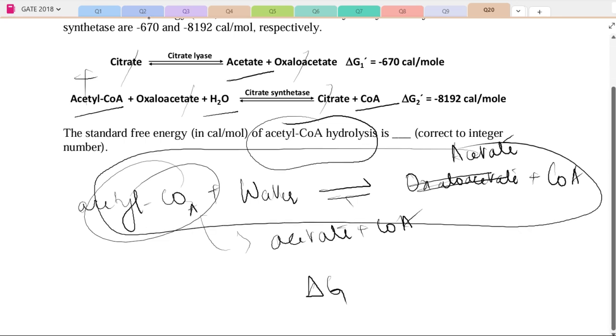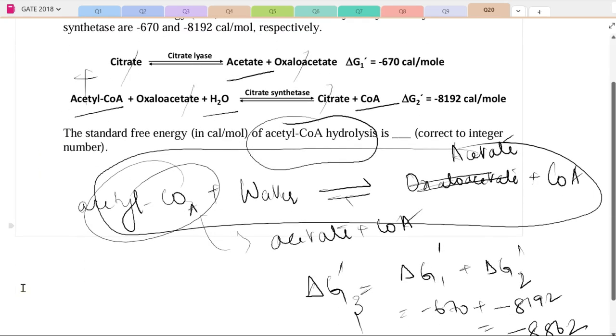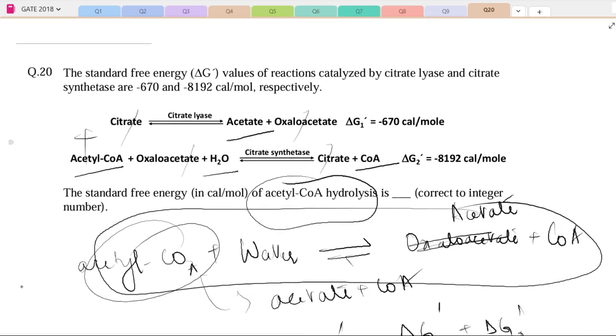So how do you get the standard free energy of this overall reaction? You just have to add. Delta G prime, or G naught, which denotes the standard free energy, delta G prime 3, let me call it 3, would be equal to delta G prime 1 plus delta G prime 2. That is minus 670 plus minus 8192. If you add both, you get the answer: minus 8862 calories per mole. This is a very simple question. The key is knowing that hydrolysis breaks down the reactant into simpler products, and then you just apply basic thermodynamics.